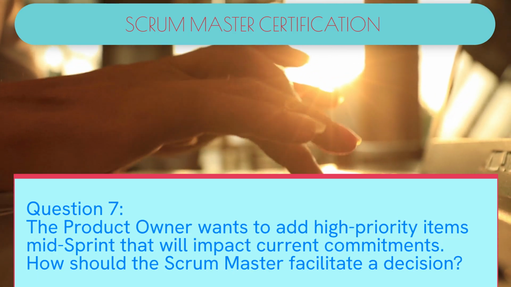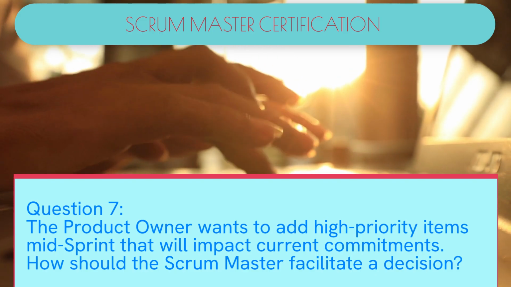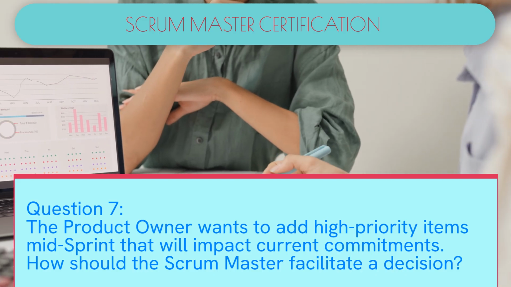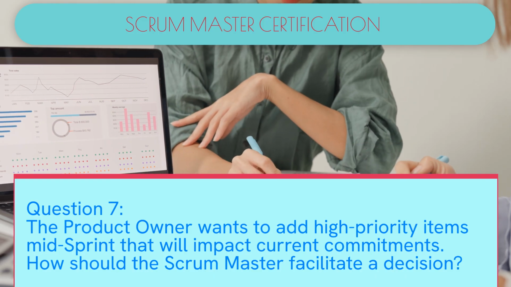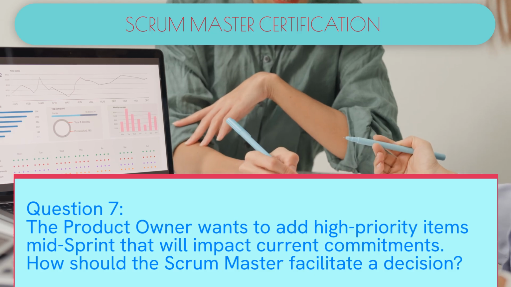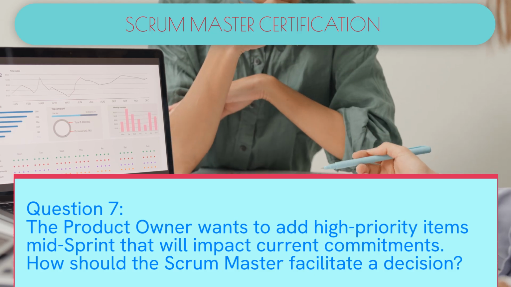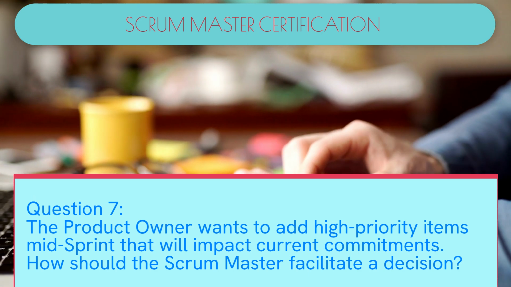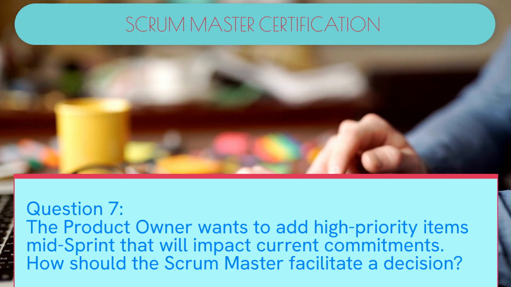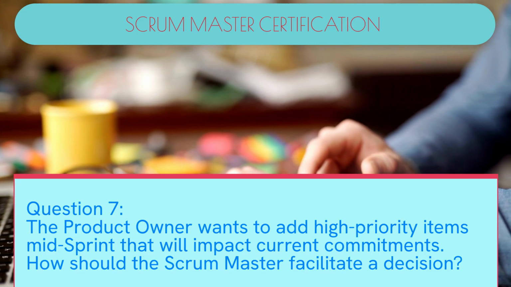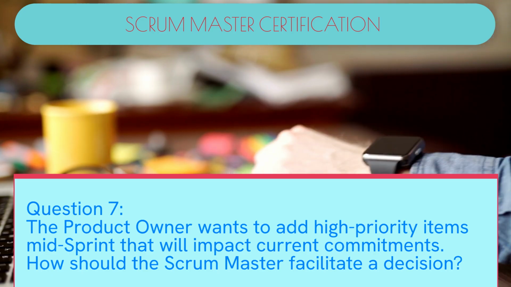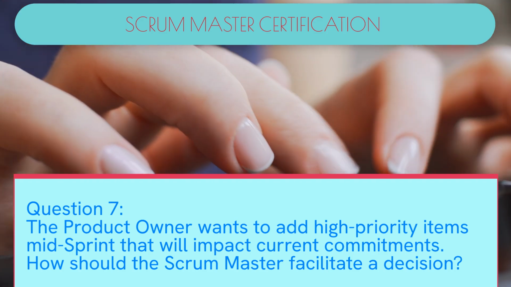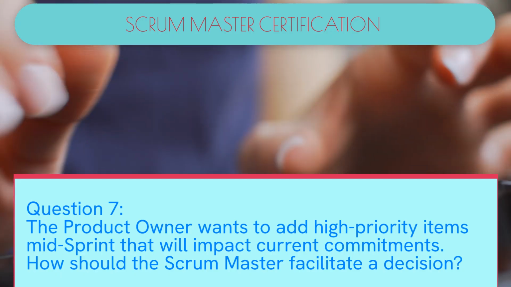Question 7. The product owner wants to add high-priority items mid-sprint that will impact current commitments. How should the Scrum Master facilitate a decision? Answer. Facilitate a discussion with the product owner and development team to evaluate the impact and decide whether to adjust the sprint or defer items to the next sprint. Explanation. The Scrum Master promotes transparency and collaboration. The team must assess capacity and risk, ensuring changes do not compromise the sprint goal.